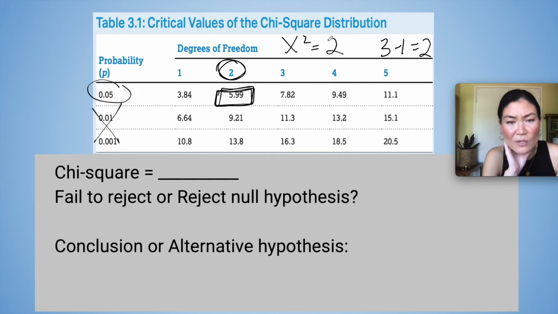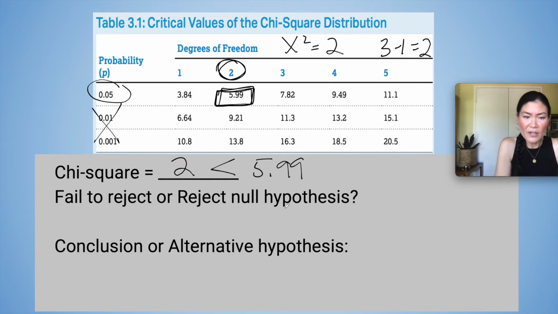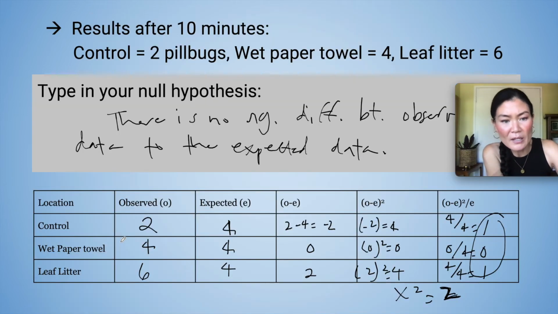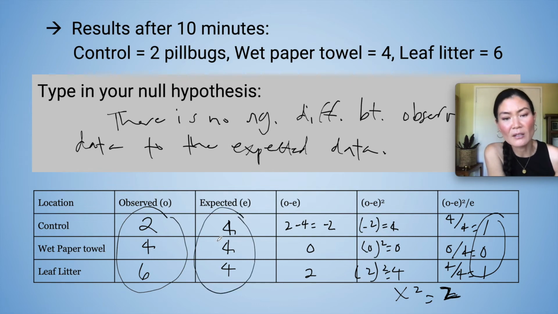And if our chi-square value is 2, therefore it's less than 5.99. Are we going to fail to reject or reject our null hypothesis? We're going to fail to reject. Basically, that means that what we observed is not significantly different than what we expected, okay? So going back here, what we observed is not far off from what we expected. Then that means that the pill bugs really have no preference for control, wet paper towel, or leaf litter.